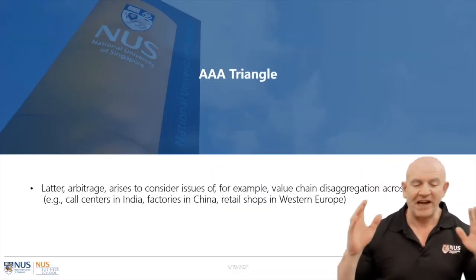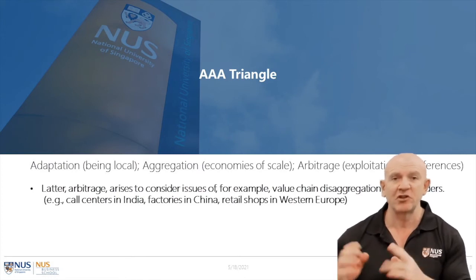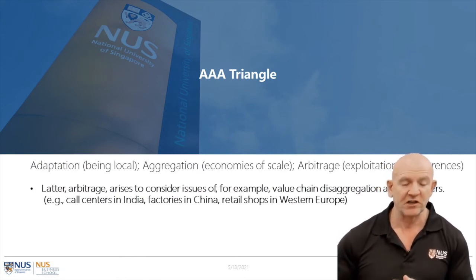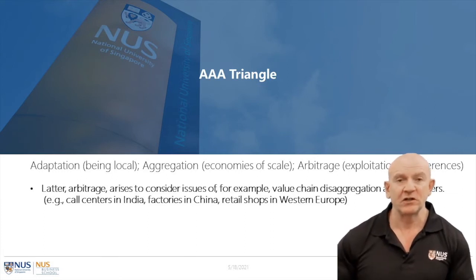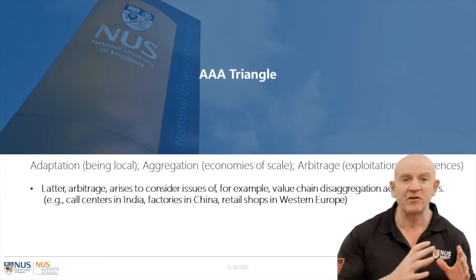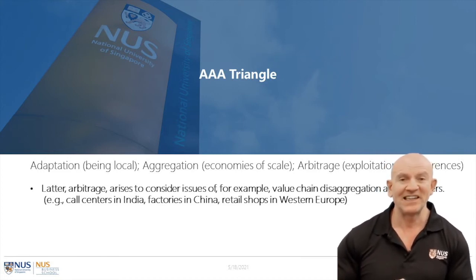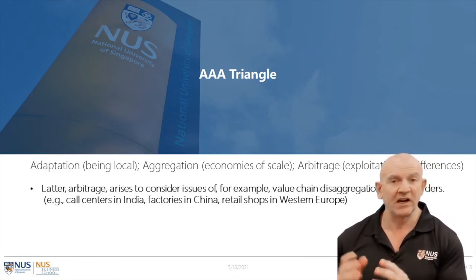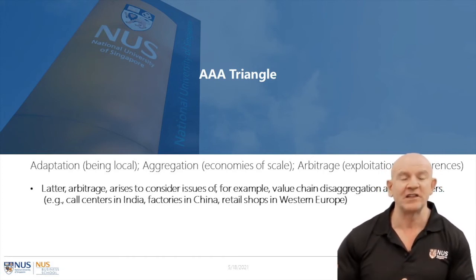So again, we have adaptation about being local, aggregation about economies of scale, and arbitrage about exploiting differences across markets, right? There has to be some prioritization though. Again, alluding back to that previous point, we have to think about where is it most optimal to develop at least one or two of those 3A advantages. Where is the optimality in that process?